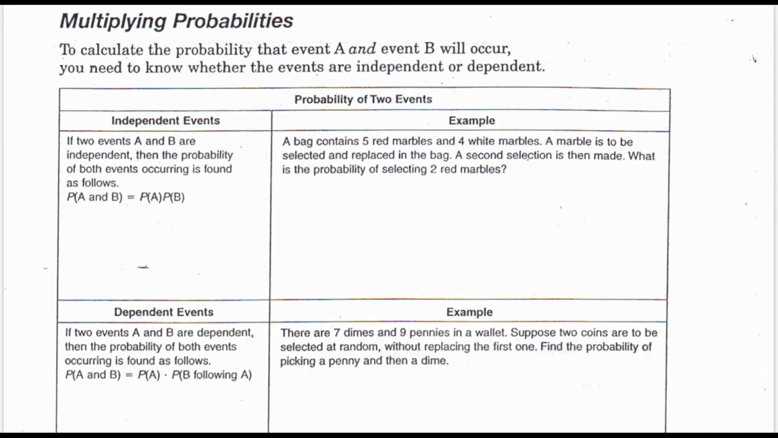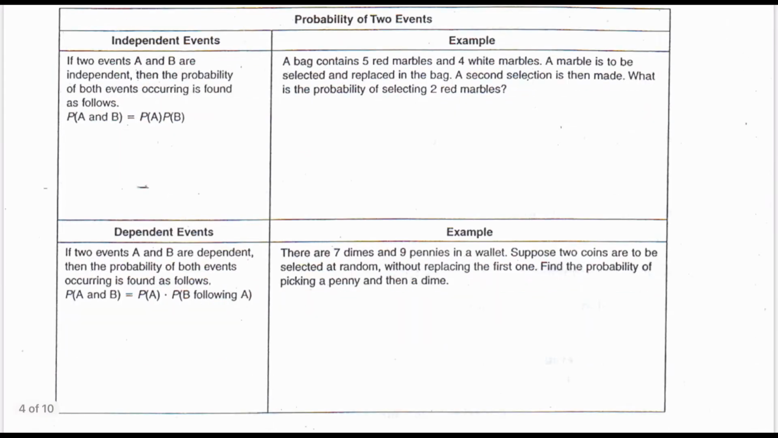In this video, we're going to be talking about adding and multiplying probabilities. So first, let's talk about multiplying probabilities. To calculate the probability that event A and event B will occur, you need to know whether the events are independent or dependent. Independent events. If two events A and B are independent, then the probability of both events occurring is found as follows.